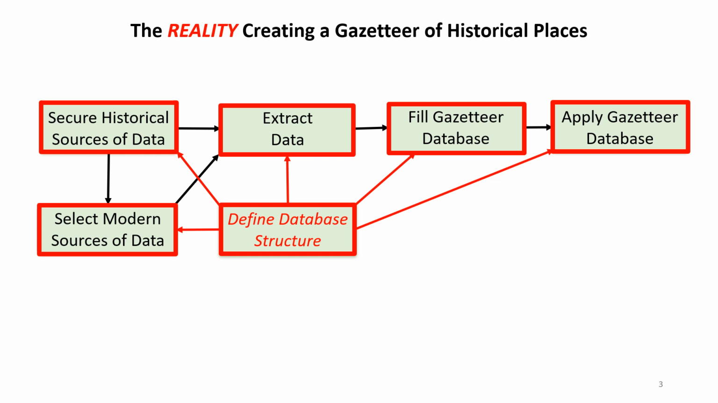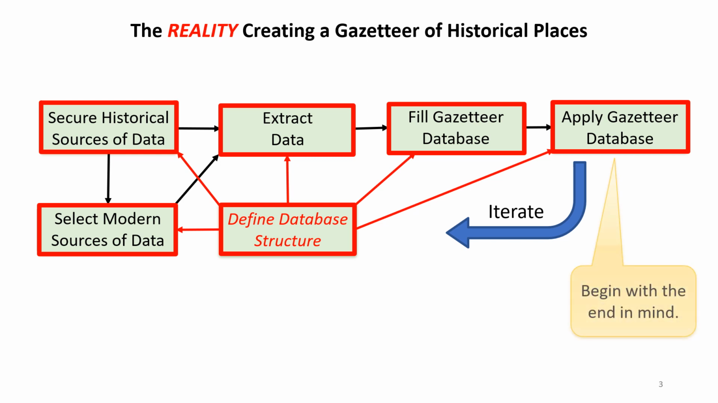While this diagram implies a sequential process, in reality, this is typically an iterative process with many false starts and much backtracking. In fact, the process is best started at the application step by beginning with the end in mind. What specifically is the gazetteer database to be used for? If the product of this process does not accommodate anticipated applications, the entire exercise is essentially a waste of time and resources.